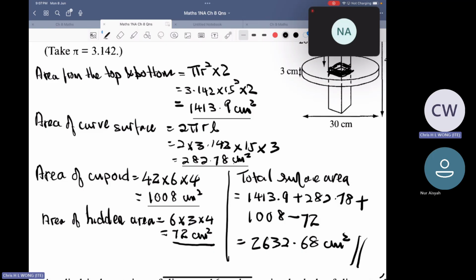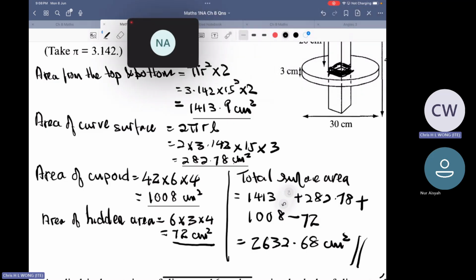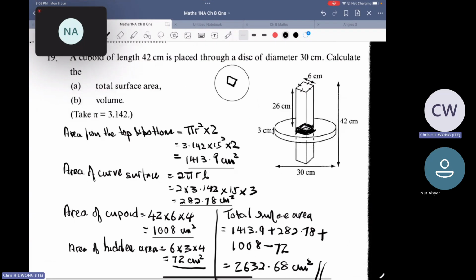Okay, last one. Not done yet, right? Forgot something. Volume. Can you calculate volume? How do you calculate volume? I always forget about volume. Volume is always the easiest, okay? Strategy against strategy.